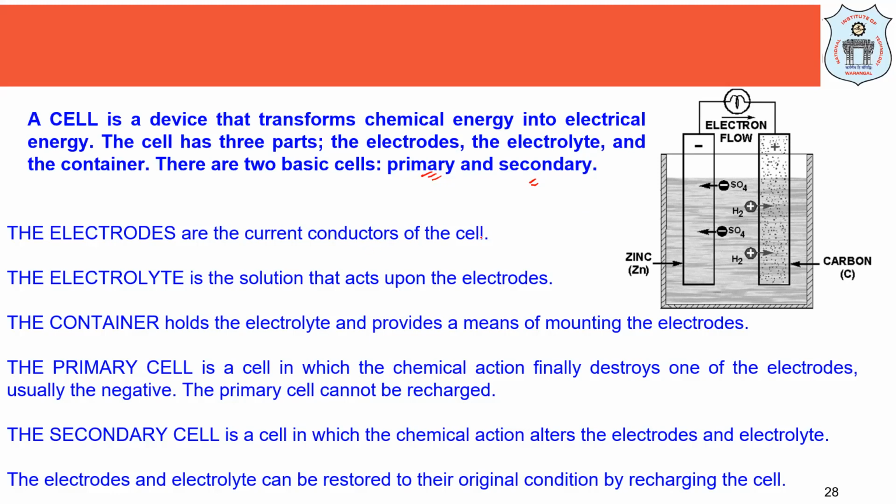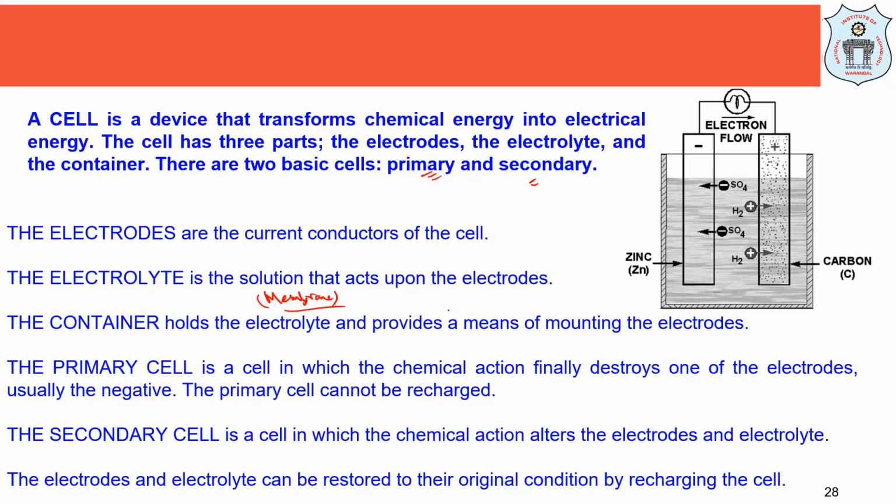They are the current conductors of the cell. Electrolyte is a solution that acts upon the electrodes. And not only solution, sometimes it is membranes also, right? We have seen in flow batteries, membranes are being used. And the container is the one which holds the electrolyte and provides a means of mounting the electrodes.